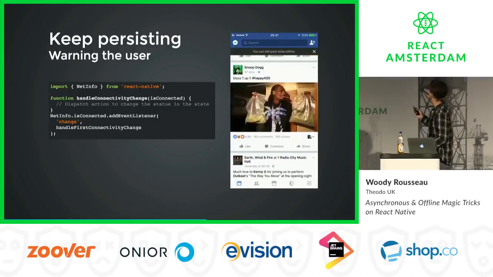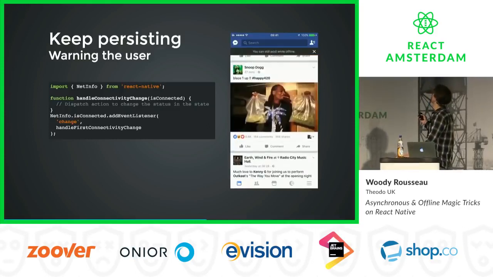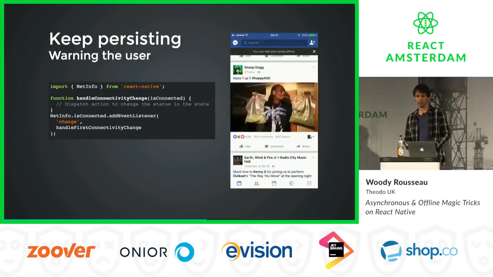An easy way to implement that is React Native provides NetInfo in its core library. And you can just listen to any connectivity change. And that way you have the boolean isConnected. You could dispatch a Redux action to just update something in your store and show this little UI element when the network can't be reached. So this is an easy solution to do that.